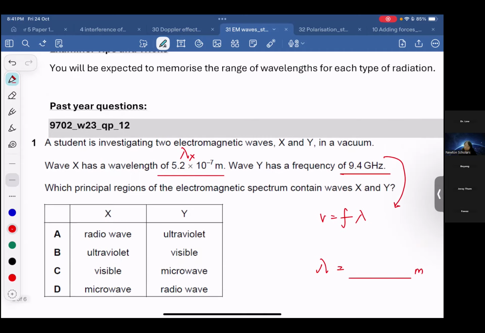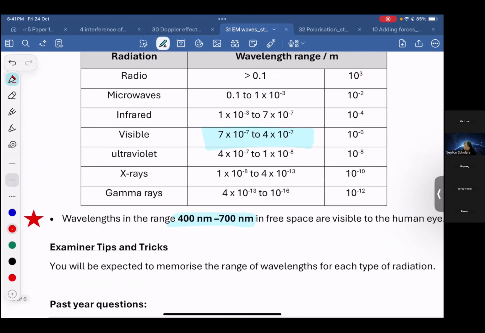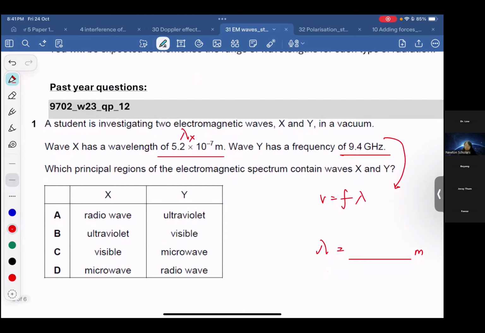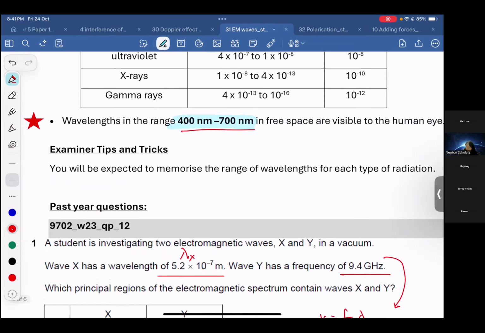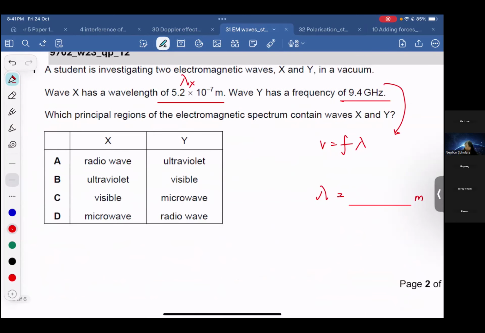Negative 7. It should be in which range? So ask yourself. I told you, you have to memorize the visible light, 400 to 700 nanometers. We can make it 4 times 10 power of negative 7 to 7 times 10 power of negative 7 meter. You see, wavelength X is in the range of our visible light.